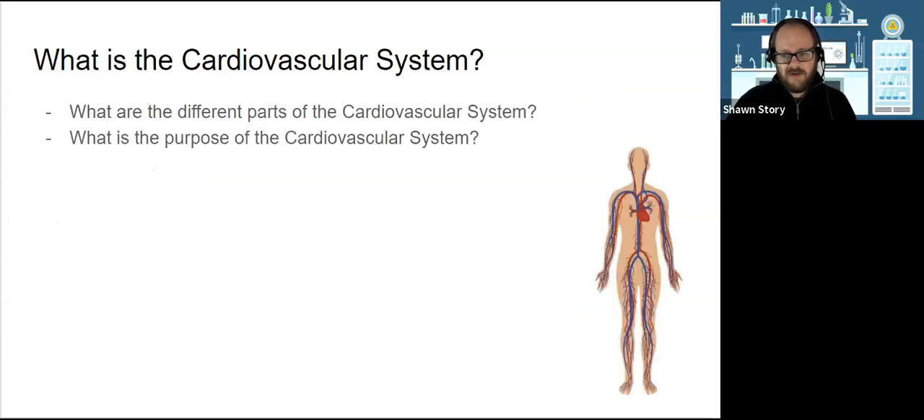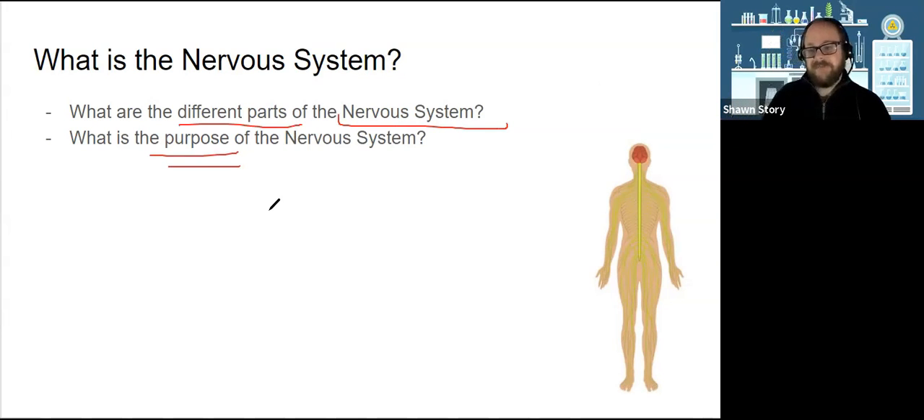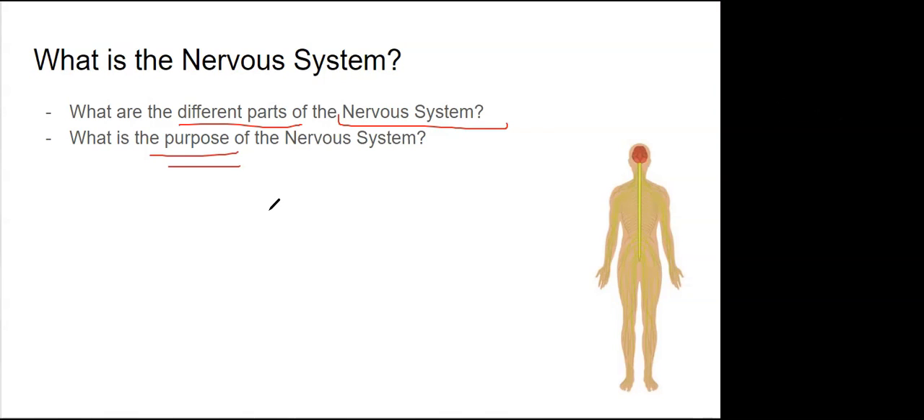So that is our cardiovascular system. We're going to move on to some good stuff here and look at the nervous system. So what are the different parts of our nervous system, and what is the purpose of our nervous system? What do we got? What do you think? To feel things. Oh, right, we feel things.